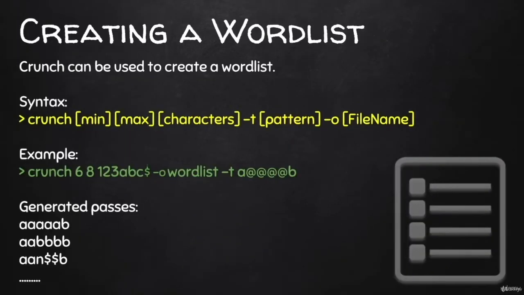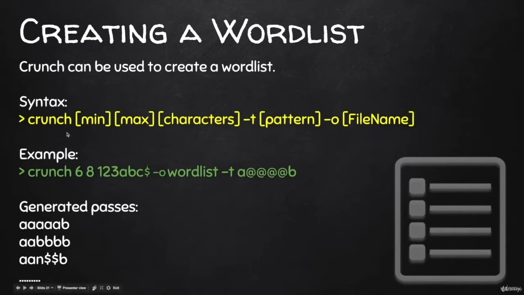So in this lecture, we're going to learn how you create your own word list using a tool called Crunch. This is a really handy skill to have under your belt if you want to be a penetration tester, because you're going to face a lot of scenarios where a word list attack can become very handy. So using the tool is very simple.